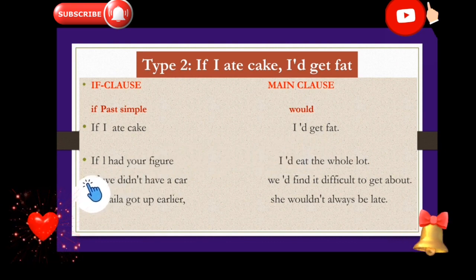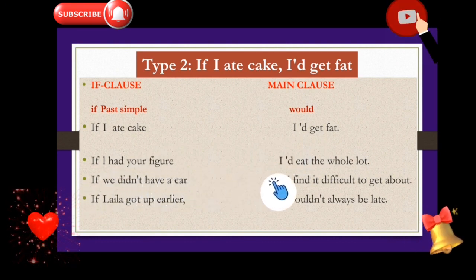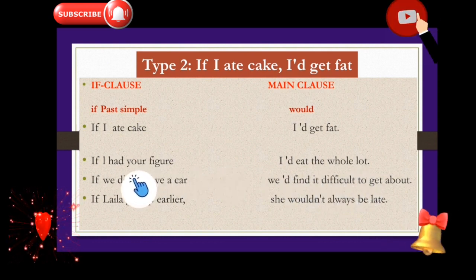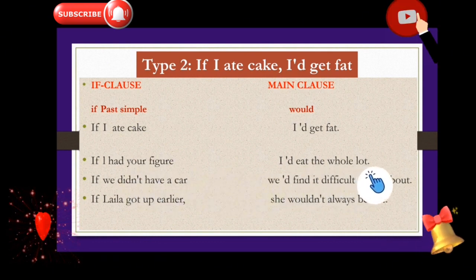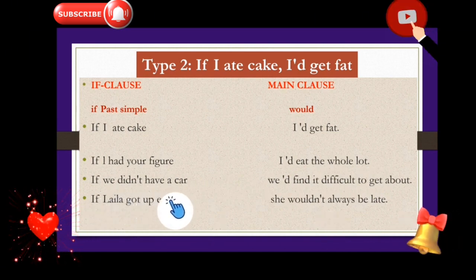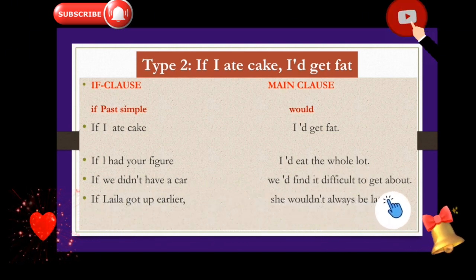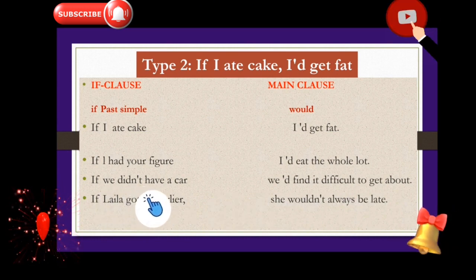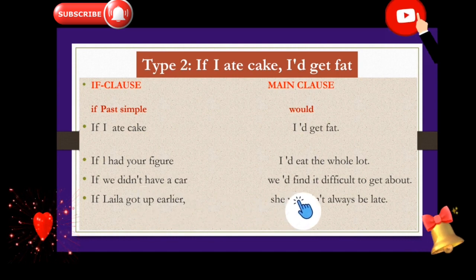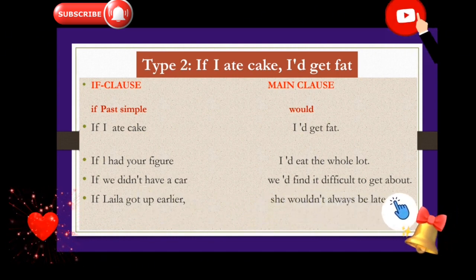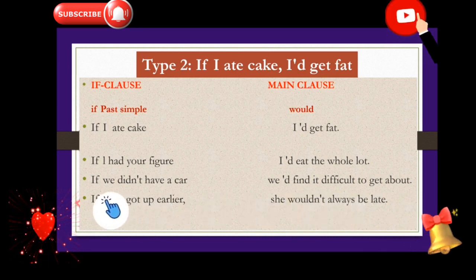Second example: if I had your figure, I would eat the whole lot. Do I have your figure? Not at all. Am I eating the whole lot? Not at all. If we didn't have a car, we would find it difficult to get about. Now, do we have a car? Yes, we have a car. We would find it difficult to get about. Do we find it difficult to get about? Not at all, because we have a car.